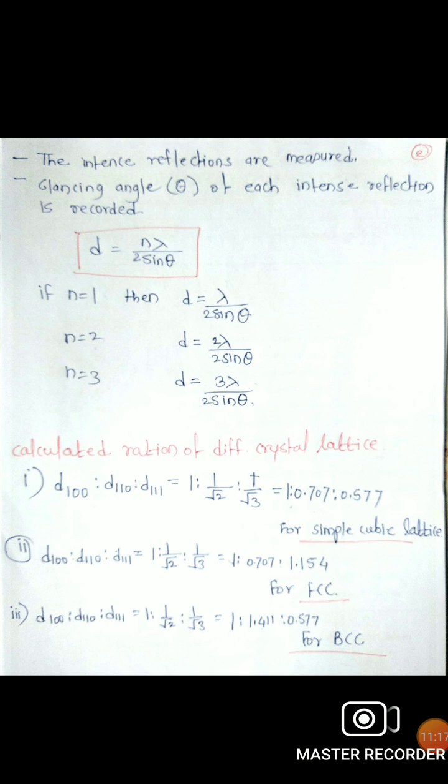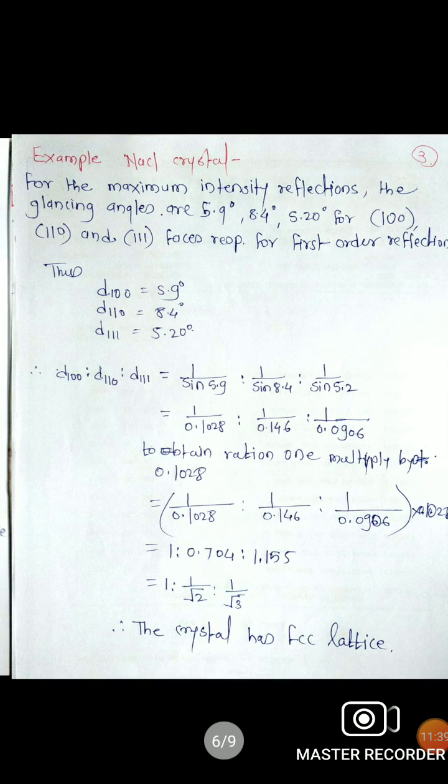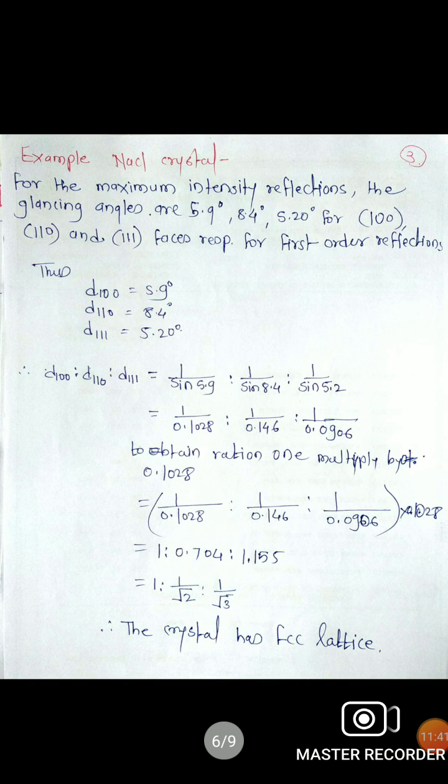1.1544 for the FCC crystal, and for the BCC it is d100 as d110 as d111, which is 1 as to 1 by root 2 as to 1 by root 3, and the simple form is 1 as to 1.411 as to 0.577. This is for the BCC. Now we see one example, for example the NaCl crystal.